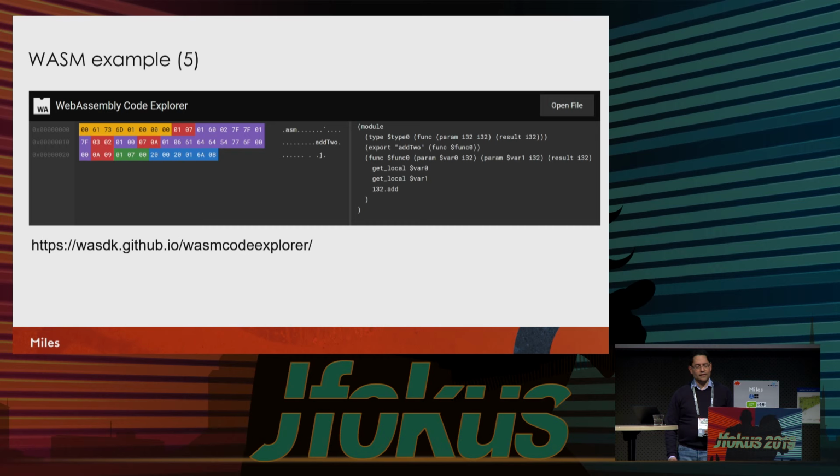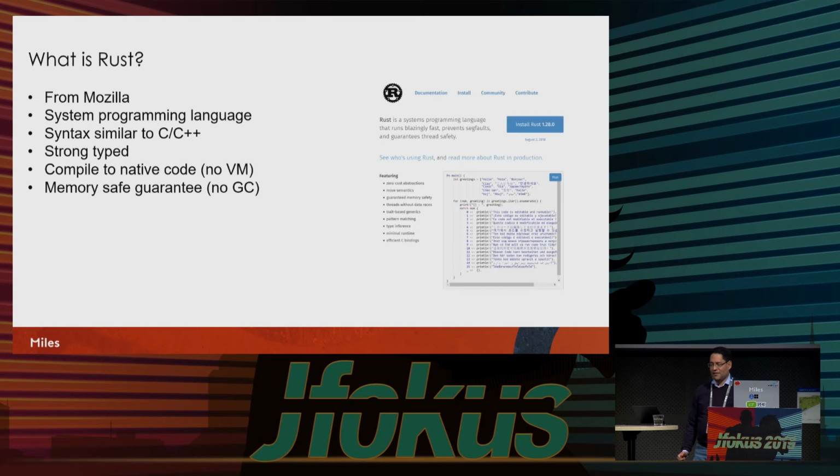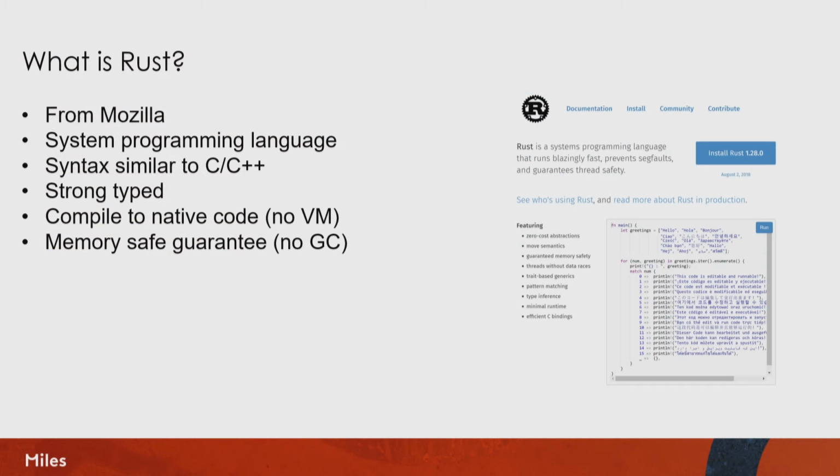One of these high-level languages is called Rust. So what is Rust? Rust is a language developed by Mozilla. It's a systems programming language, it has a syntax similar to C and C++, and it's strongly typed. It compiles down to native code. One of the things that is special about Rust is that it has a memory safety guarantee. The language itself was designed from the bottom up not to have any memory leaks.